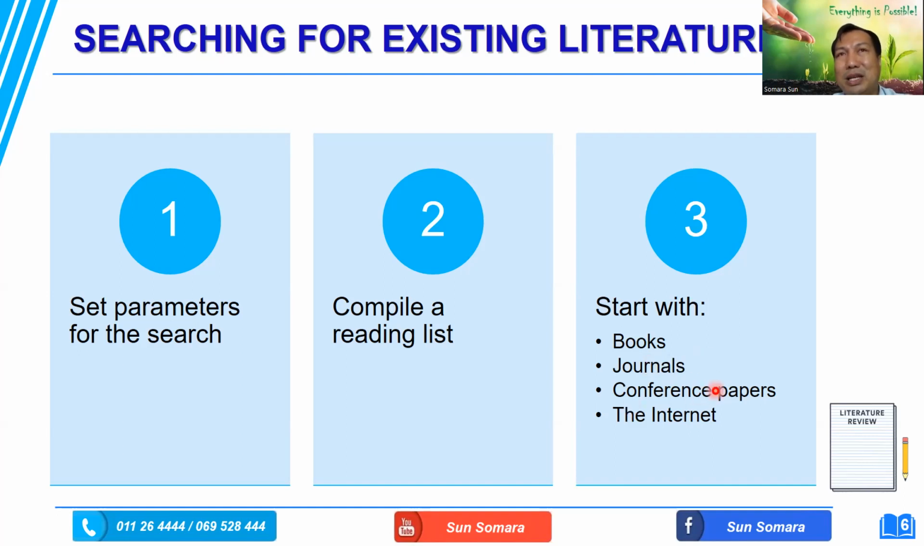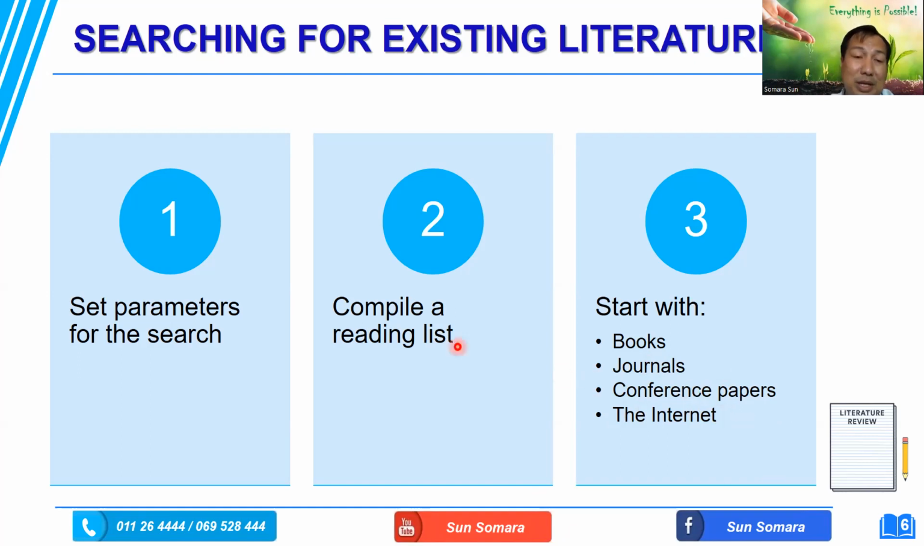A conference paper is like the compiled document that they have done during the conference. They just compile it and then publish it, so you also can use it. And the other part, you can also find from the internet, like Google Scholar, like Mr. Rina mentioned at the beginning of that part.